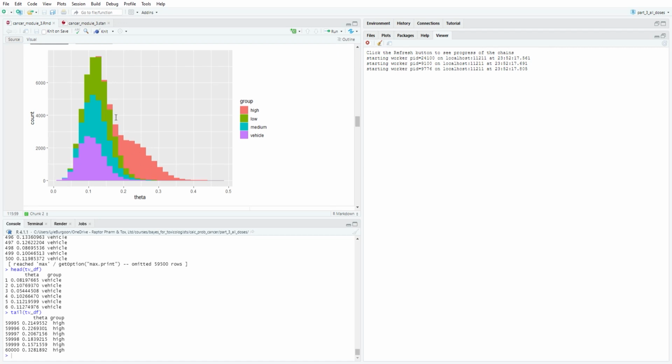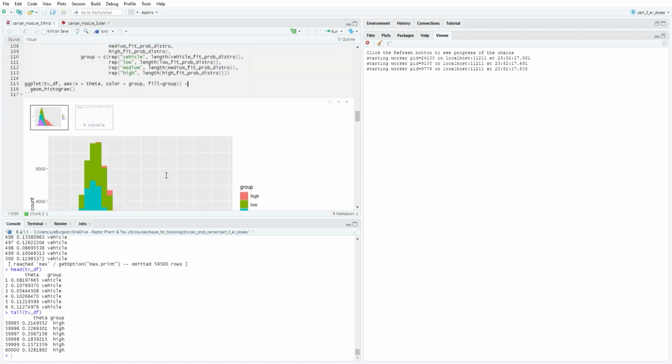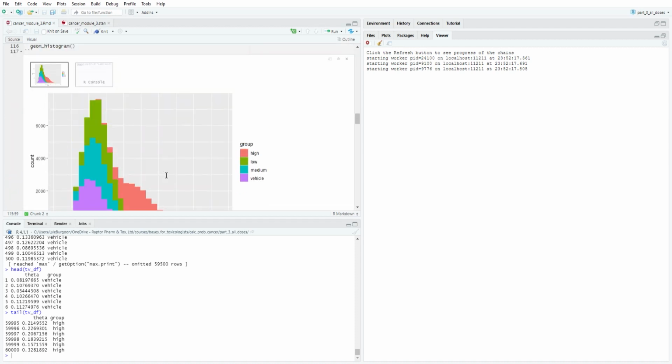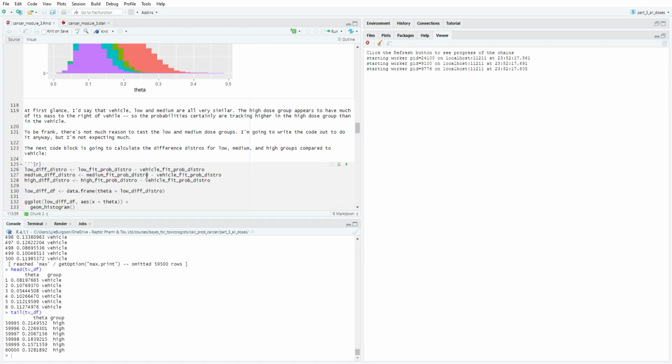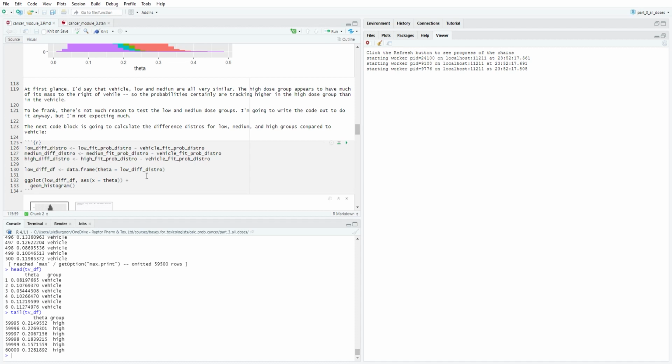High is kind of hard to see what's going on, but high doesn't look quite as overlappy. So what we're going to do is, we've looked at this visually. There's something there. I personally probably wouldn't run the low and medium compared to vehicle comparisons, just because it doesn't look like it's going to be very fruitful. But I've been surprised, so I'll run them anyway. The high dose group, I think, appears to have a lot of its mass to the right of vehicle, so I'm more than happy to run that one.